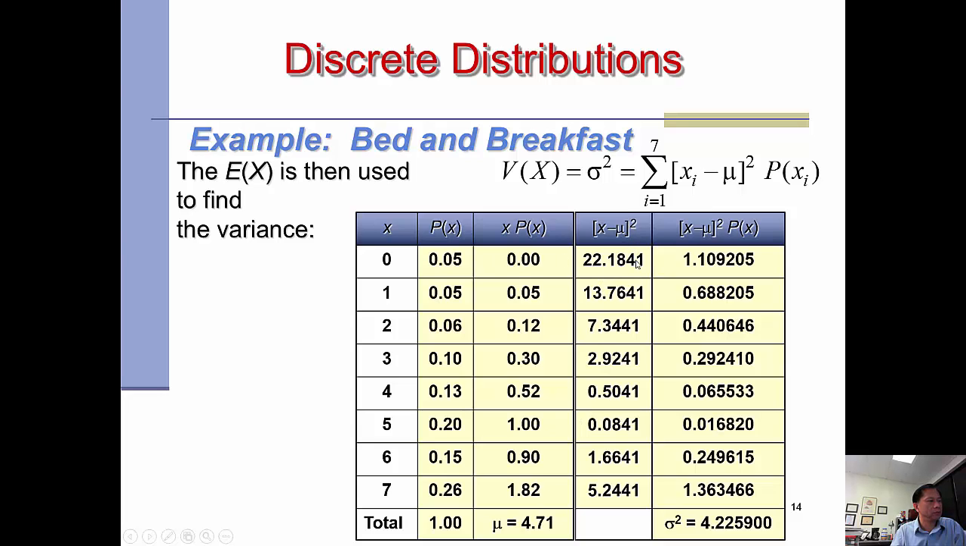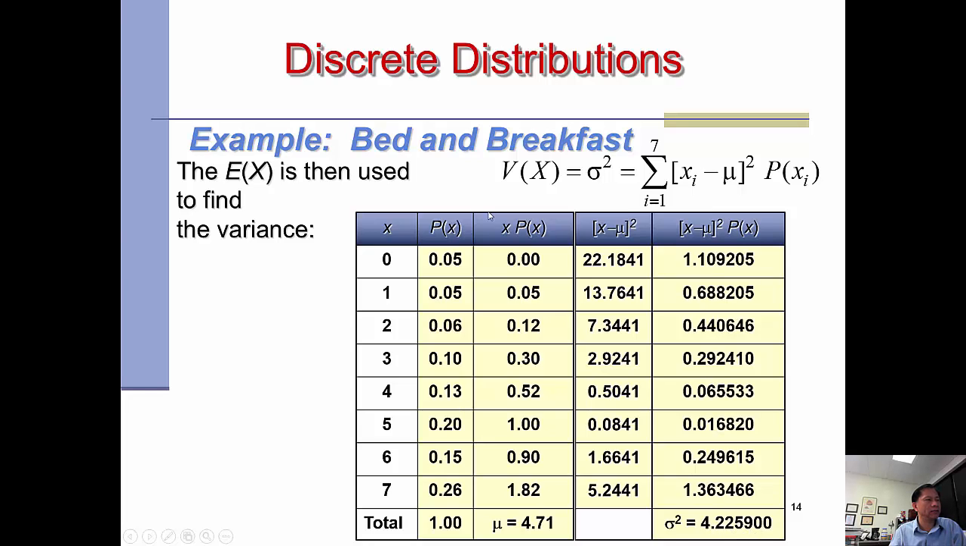That's for this column. For this row, x minus mu will be 1 minus mu, 4.71, squared. And then for this one, 2 minus mu squared, and so on and so forth. We can calculate all 7 of them, or 8 of them. Then (x minus mu) squared times p(x) will be this column times this column p(x). 0.05 times 22.18 gives you 1.1, and so on and so forth. You add all this up, that's 4.2259.